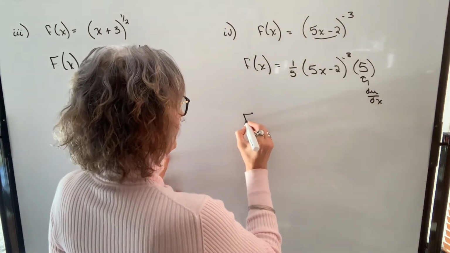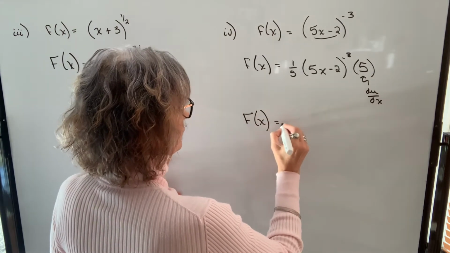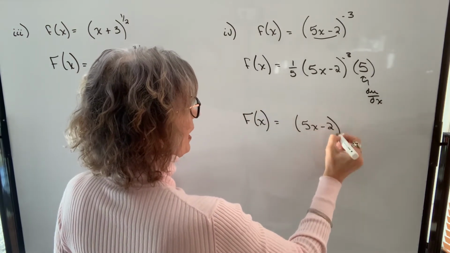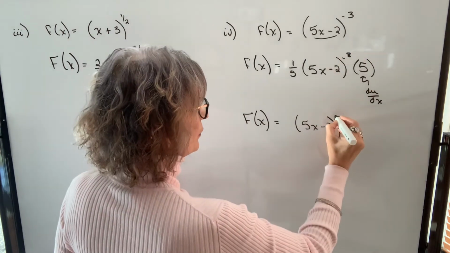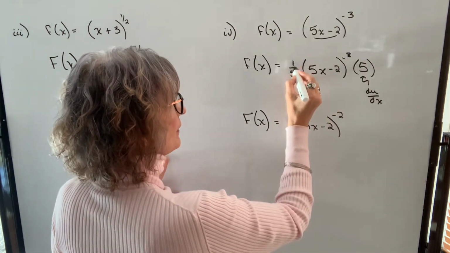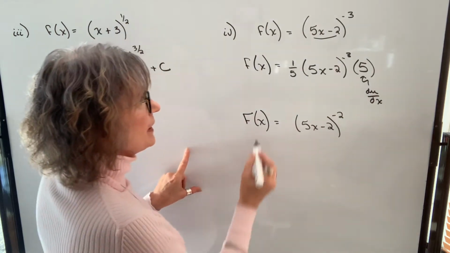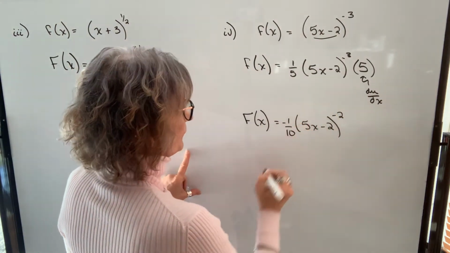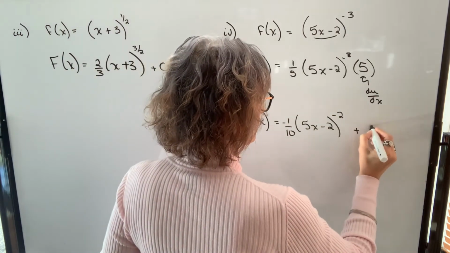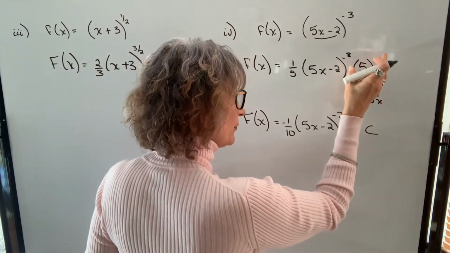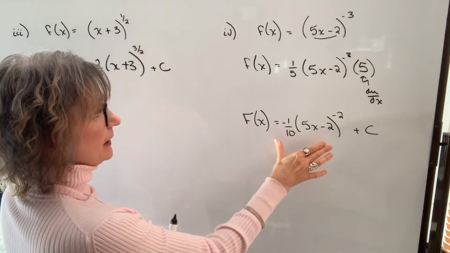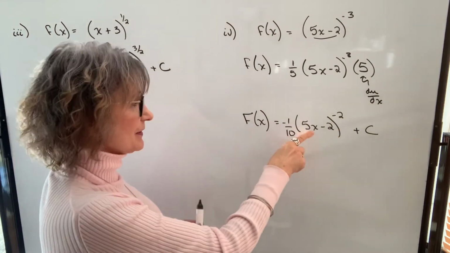So my capital F of x, my antiderivative will be 5x minus 2 to the power of negative 3 plus 1, which is negative 2, and we divide this by negative 2. 1/5 divided by negative 2 will be negative 1/10, and we ignore that. We need it there, but now we can ignore it, and we can put our plus c.